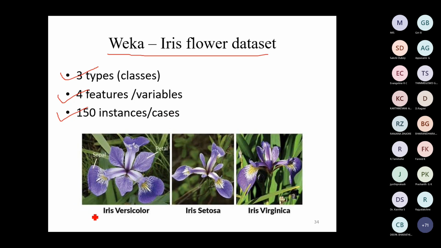So what are the 3 classes here? We have Iris versicolor, Iris setosa, and Iris virginica. These are the three types of flowers. So we have to classify, based on some features, whether this image is Iris versicolor or Iris setosa or Iris virginica.